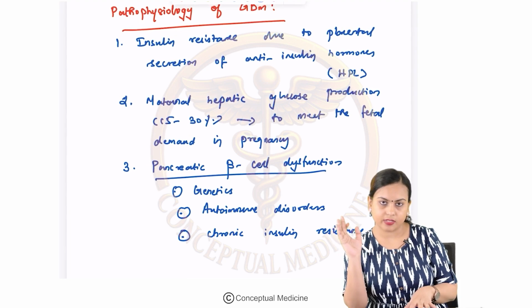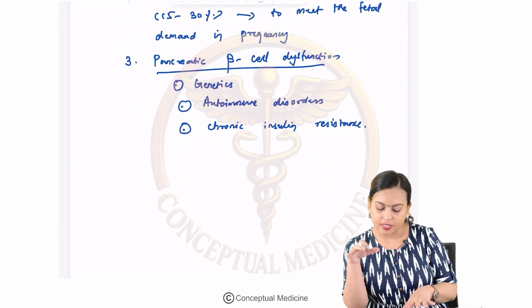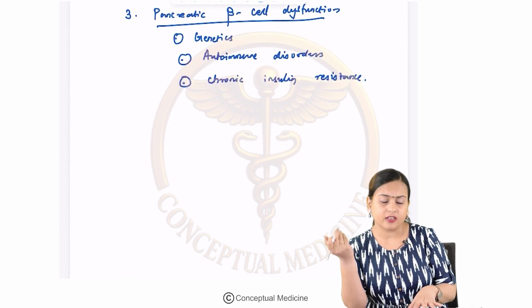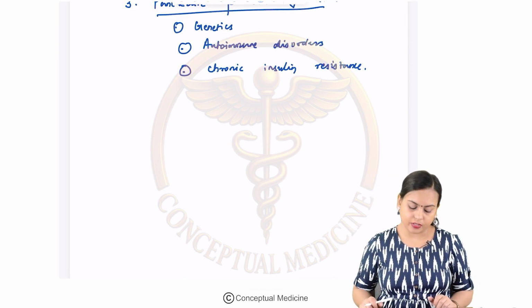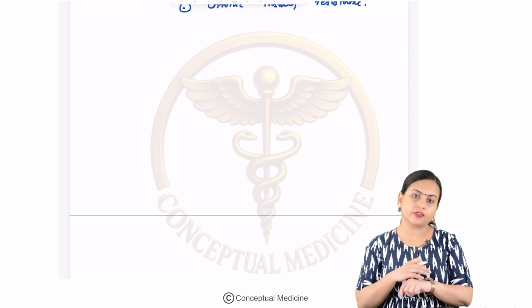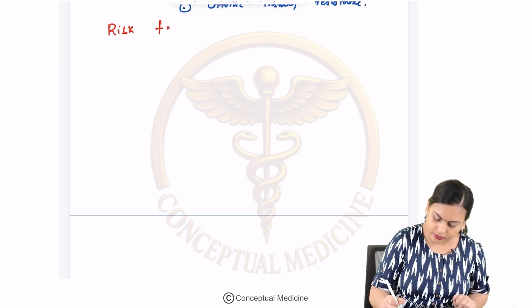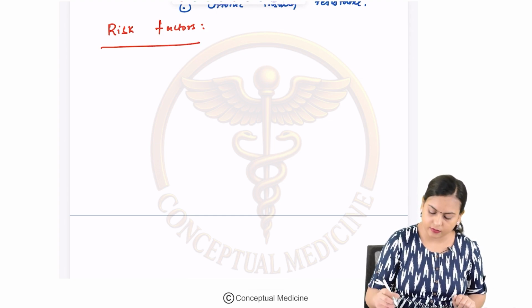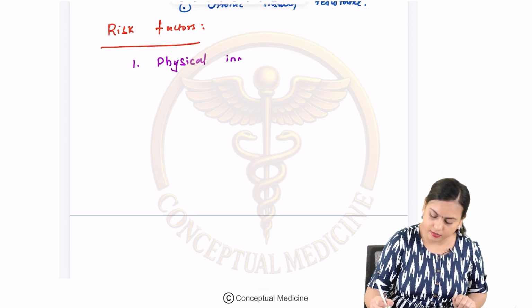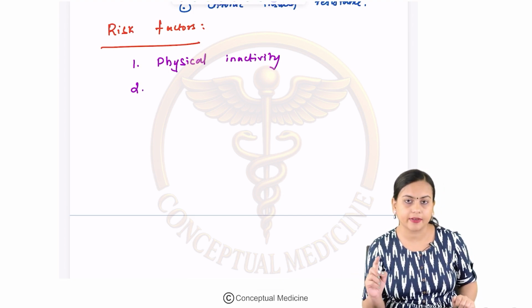Clear? There is insulin resistance that we have already seen, and the maternal hepatic glucose production is also going to increase, and some other genetic condition, autoimmune condition, chronic insulin resistance conditions are also going to play a factor in gestational diabetes mellitus. Clear? So now we'll see the risk factors for gestational diabetes mellitus as such. Okay, so the risk factors include number 1, physical inactivity. Number 2, when there is a family history of diabetes mellitus, especially the parents or the siblings.